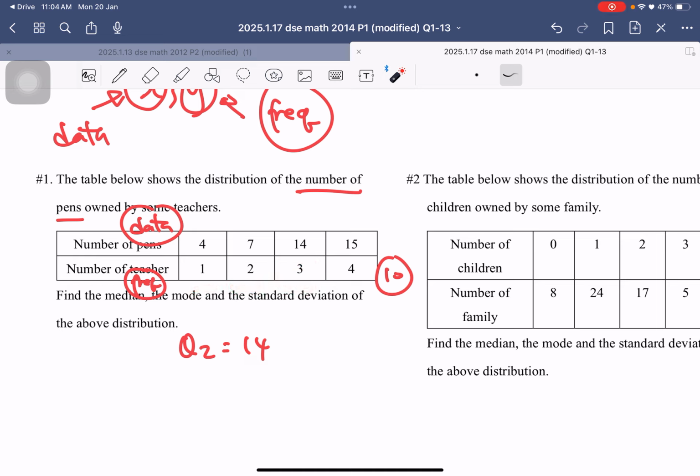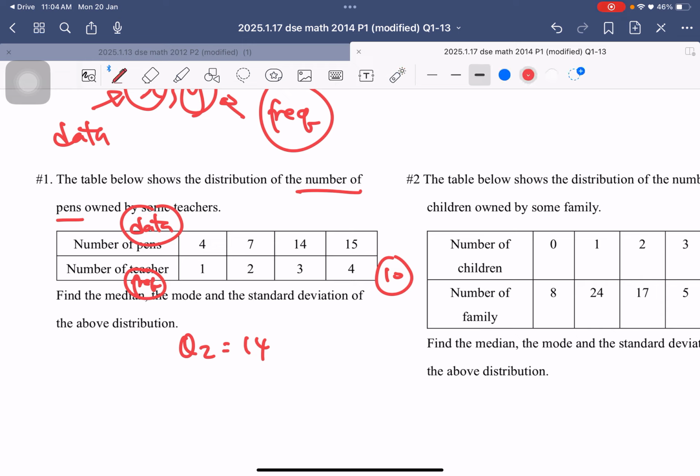Then what's the mode? It's the 4, isn't it? Is this the 4? No, 15 is the data. Whatever the median, the mode, or the standard deviation is, it is of the number of pens. The mode of the number of pens. That's the data we're going to calculate. If the question says this is the number of pens, then pens is our data. Then the other quantity is the frequency. Okay?